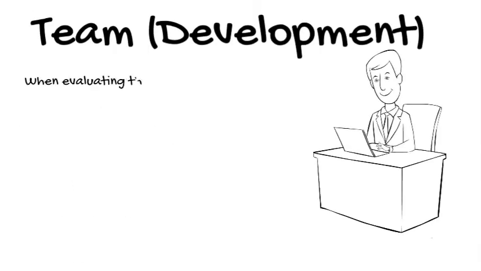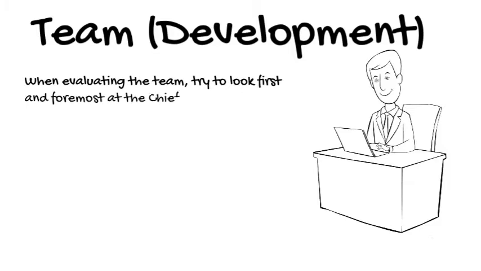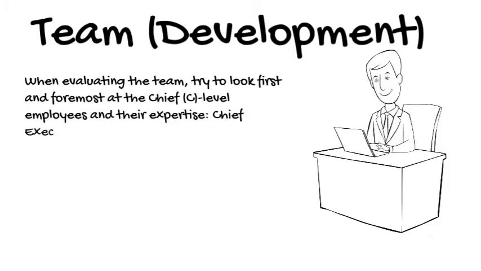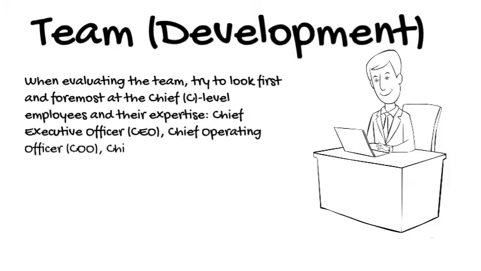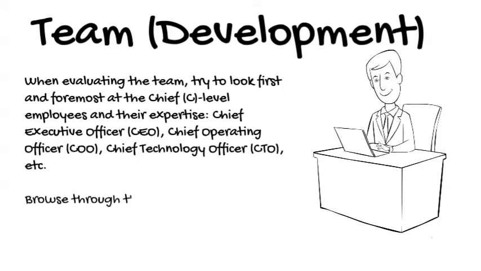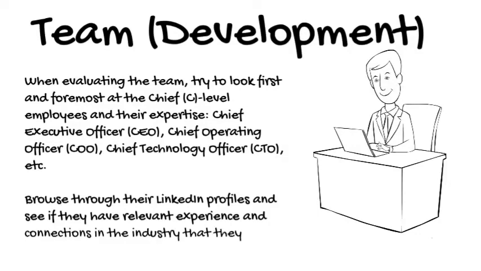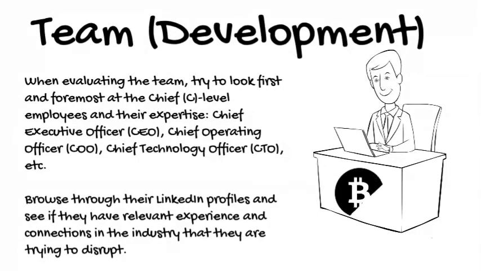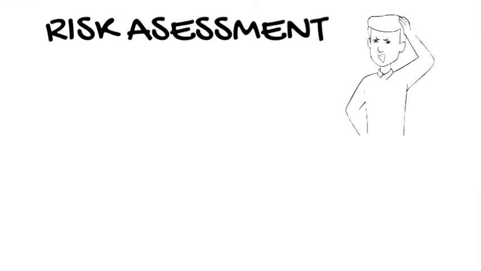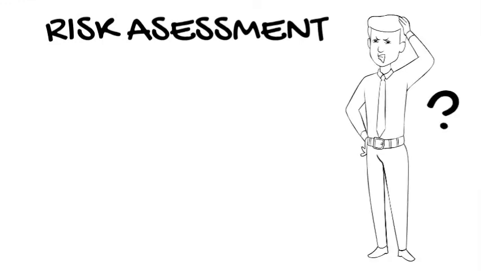Team development. When evaluating a team, try to look first and foremost at the chief C-level employees and their expertise. Chief Executive Officer, CEO, the Chief Operating Officer, COO. Browse through their LinkedIn profiles and see if they have relevant experience and connections for what they are trying to achieve. Next up is risk assessment.